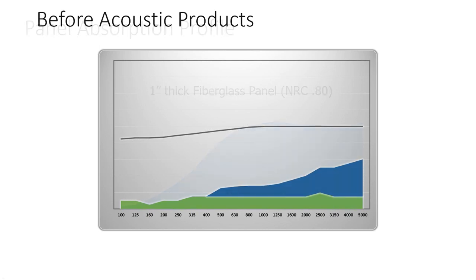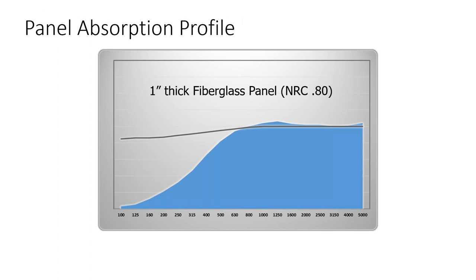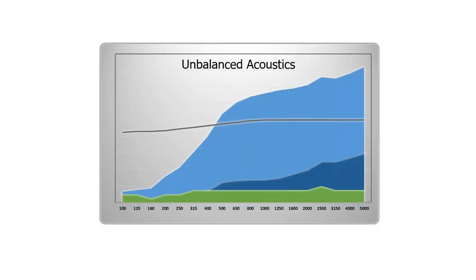So if we look at the standard 1-inch thick fiberglass panel, it happens to have an NRC rating of 0.8. This is a product any manufacturer out there makes. We call it our hard side panel. It's a 6 pound per cubic foot fiberglass panel. Every manufacturer makes it. Some contractors will even wrap them themselves on a job site. They're that common. Well, the problem with this particular panel, while it's good for speech frequencies, is that when we add it to that room, our absorption level is quite unbalanced.